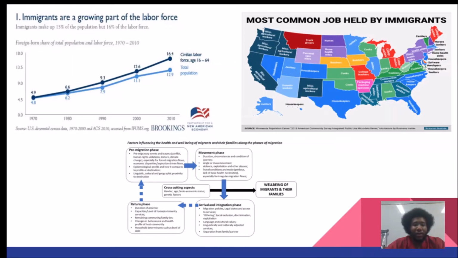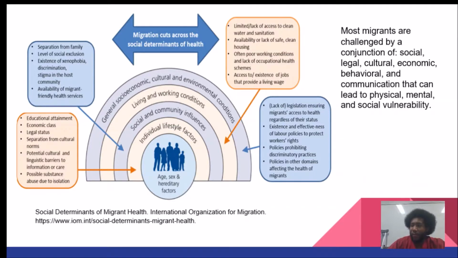Typically, these workers take up jobs in the sector of 3D, which means that these jobs are dangerous, dirty, and demanding. These jobs make it difficult for migrants because they are not able to receive healthcare since they're not legally documented, and these jobs expose them to many variables and external forces that affect their health and well-being. Most immigrants are challenged by a conjunction of social, legal, cultural, economic, behavioral, and communication factors that can lead to physical, mental, and social vulnerability.